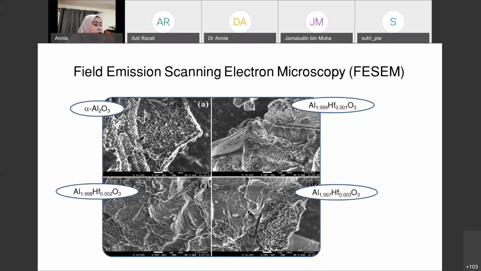The morphology is quite similar for the hafnium doped samples, the novel aluminum hafnium oxide samples, but the small spherical crystallites embedded in chunks are larger as the hafnium content increases. So the crystallite size ranges from 400 nanometer to 1000 nanometer.